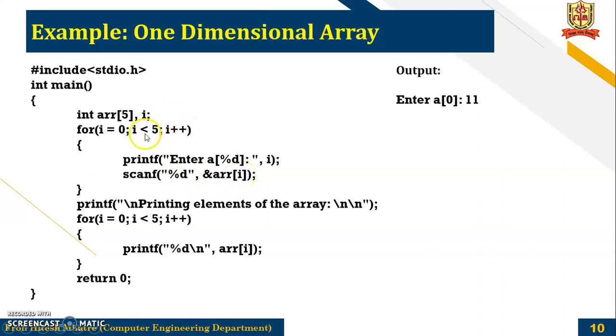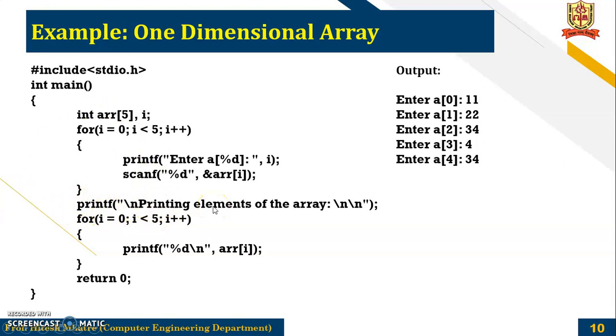Increment I, check, I becomes 1. Is 1 less than 5? Yes. Go for the next value, say 22. Again increment, I becomes 2. 2 less than 5? Yes. Then 3, yes. 4, yes. 5, 5 less than 5? No, the condition is false. So the next step, it comes out of the loop.